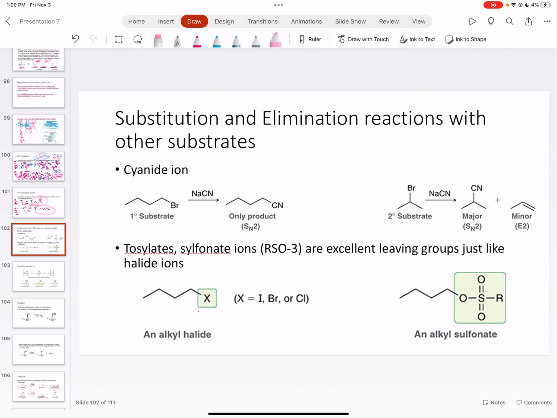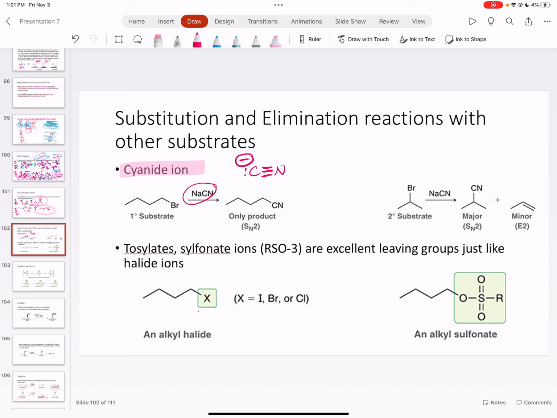I'm not sure if we're going to cover that in class, but we did cover that in my organic chem class, and it's in the book as well, so possibly just in case. So there are other substitution and elimination reactions with other substrates. So we're going to have something called cyanide ion, which is NaCN, or it also looks like this.